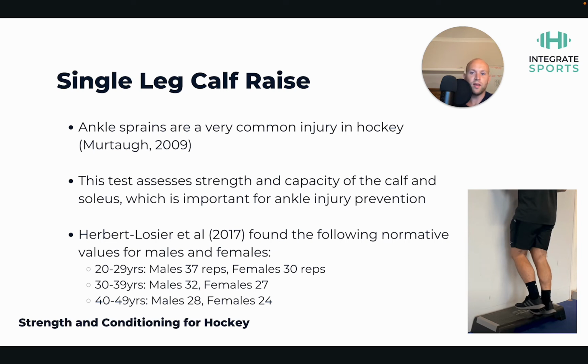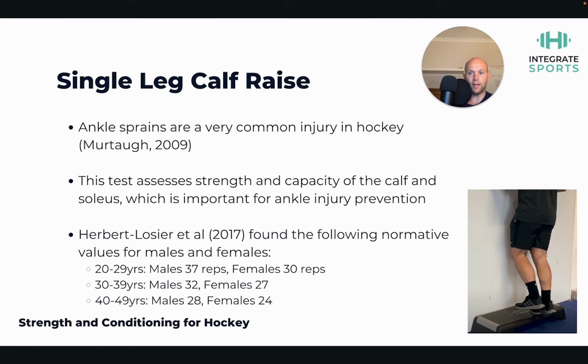And again, normative data from 2017 would suggest that based on age ranges, 20 to 29-year-olds would be, for men, 37 reps, and for women, 30. For 30 to 39-year-olds, it was 32 and 27. And for 40 to 49-year-olds, 28 and 24 was about right.